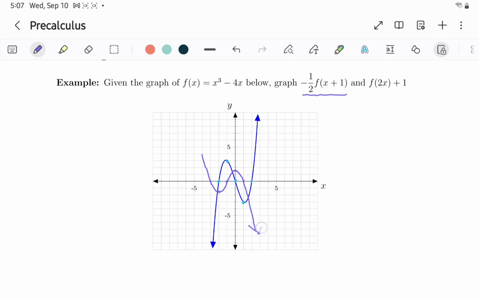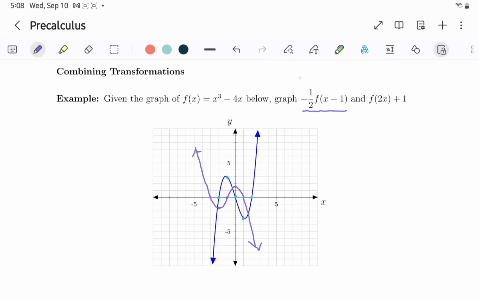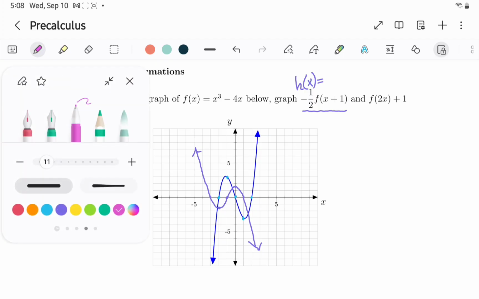All right. Yeah, how about we give this guy a name too? It's called the first transformation h of x. Right. So that's the graph of h.